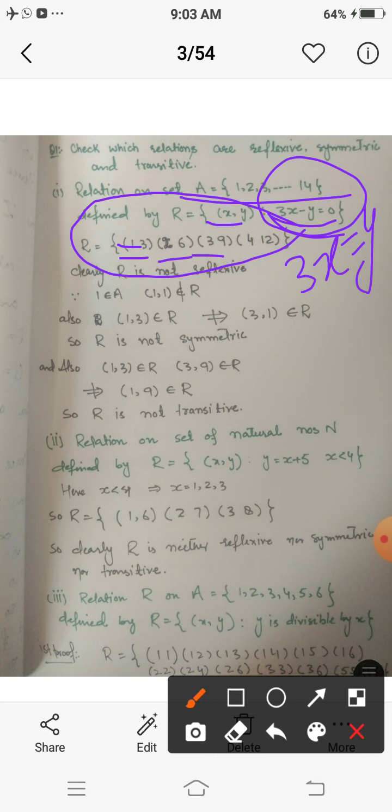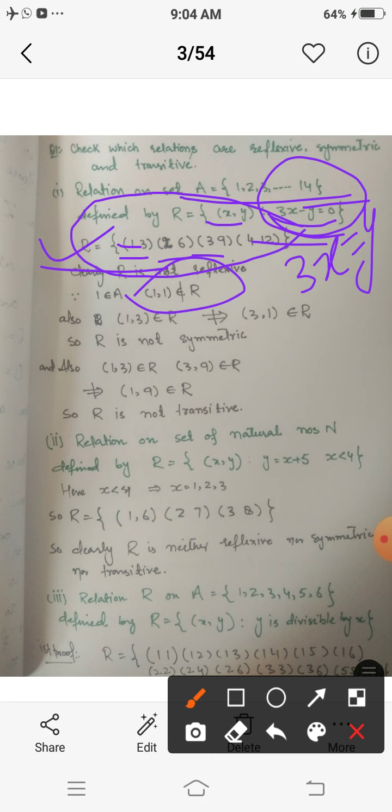So our relation is actually this, which is the same as the one above, because this one is the tabular form of the given relation. Now here we have to check the reflexivity. Clearly R is not reflexive, because 1 belongs to A and (1, 1) does not belong to R, because R contains only 4 elements, that is (1, 3), (2, 6), (3, 9) and (4, 12). So there exists an element 1 belonging to A such that 1 is not related to 1, hence it is not reflexive.